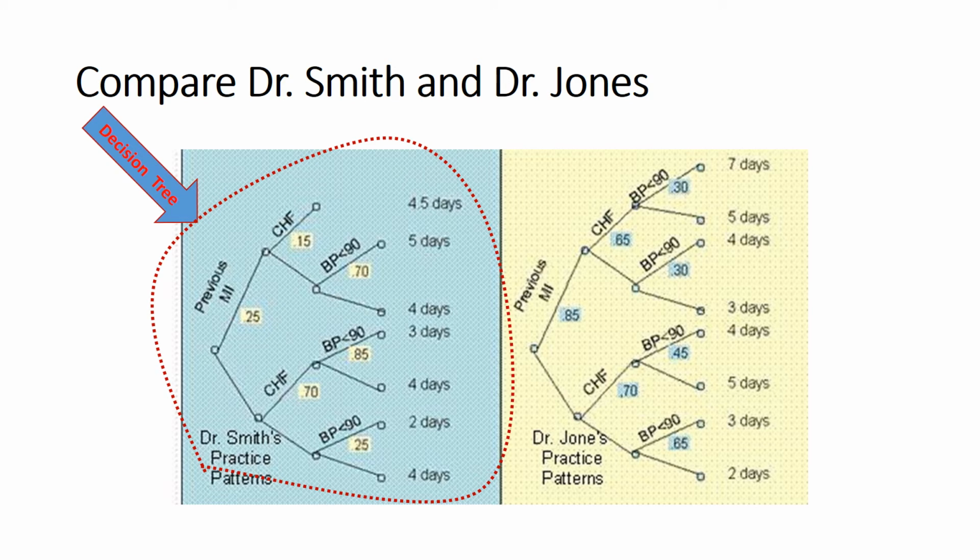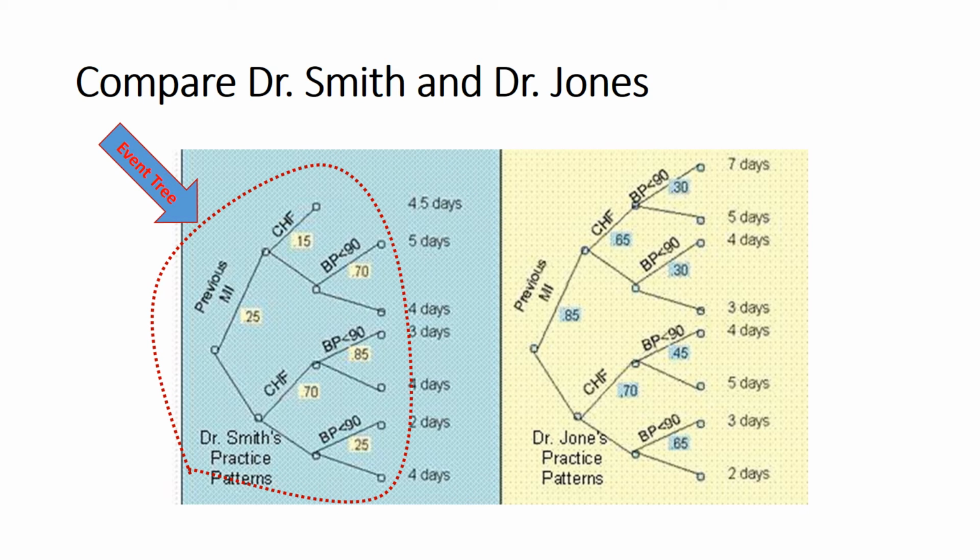Just to introduce some terminology, this entire section here is called the decision tree. A decision tree has some outcomes as well as some events. On the left, it starts with a node at the start of the tree, and then thereafter the various events happen with different probabilities here. For example, 15% chance of congestive heart failure. And then the outcome is that the patient stayed 4.5 days.